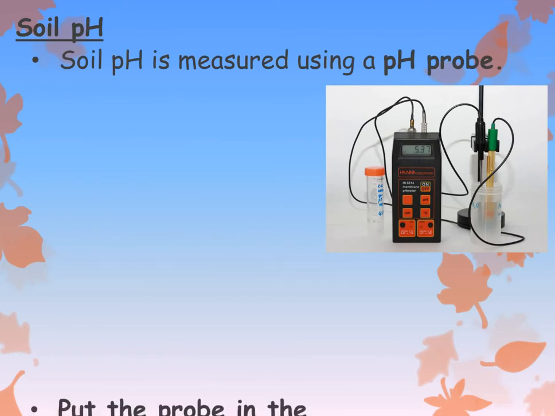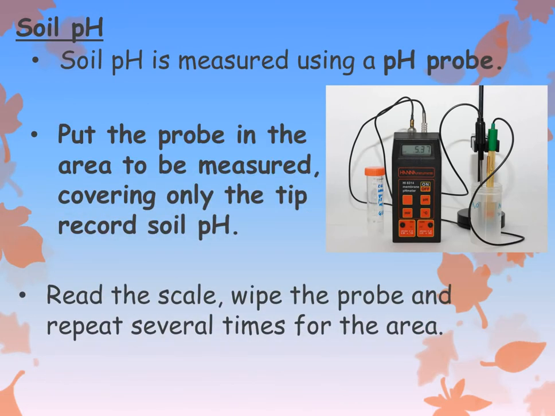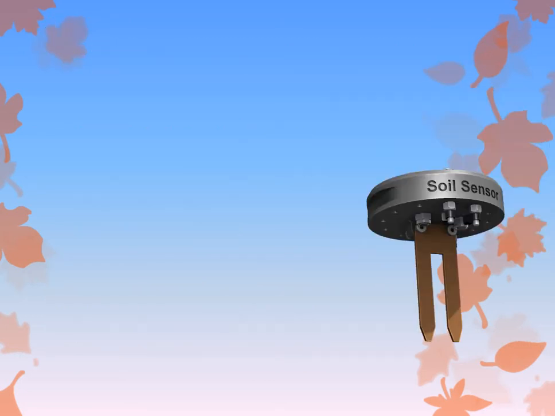For soil pH, you would use a pH probe. Literally just put the end of the pH probe into the soil so it just covers the tip. You record the pH off the scale. You could probably repeat that 3 times and then move to a different area. Before you start on your next area, you'll have to wipe the probe down to make sure there's no residue left on it.